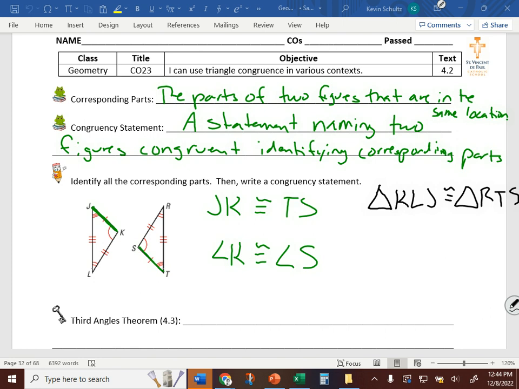And then if I go to angle L second, what angle should be second in the other part of that statement? R, because L and R correspond. They're both a double-arced angle. If I end with angle J in the first part, what angle do I end with in the second part? T, because T is that triple arc.